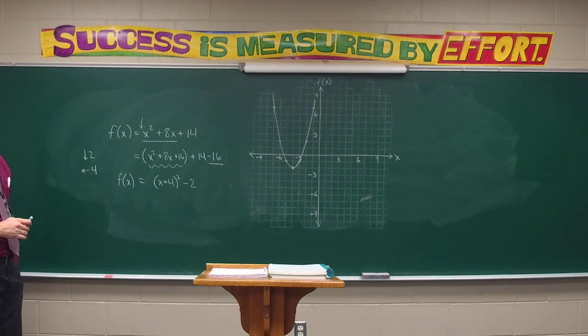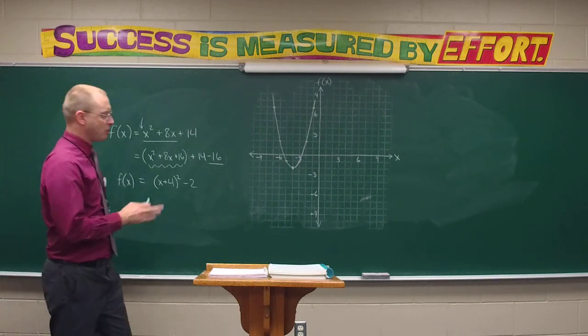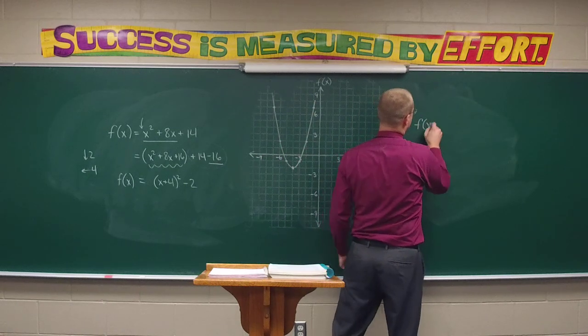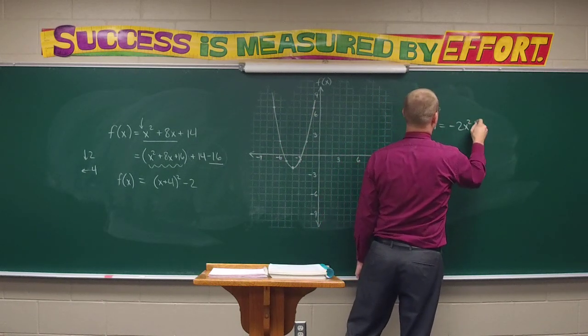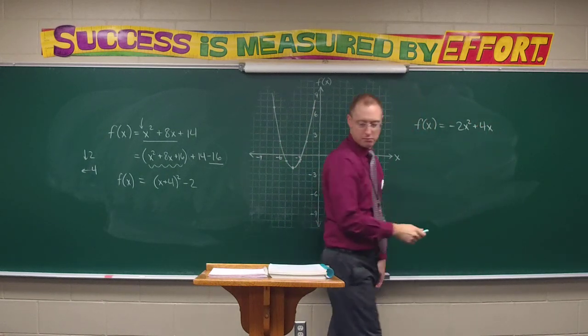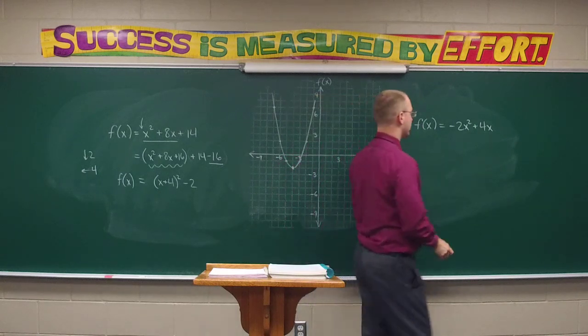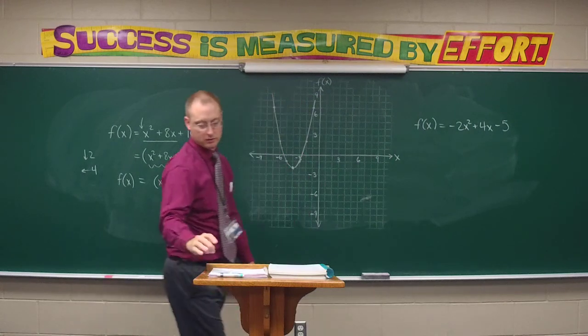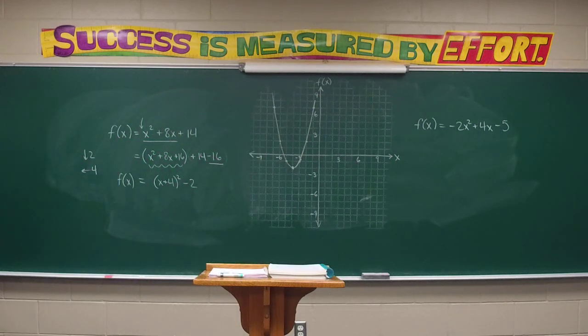Questions on this? Do number 35. You can use the same Cartesian plane when you're done with it, but I want you to do 35 now. f of x is negative 2x squared, positive 4x, negative 5. We're going to convert that to the standard form and graph.